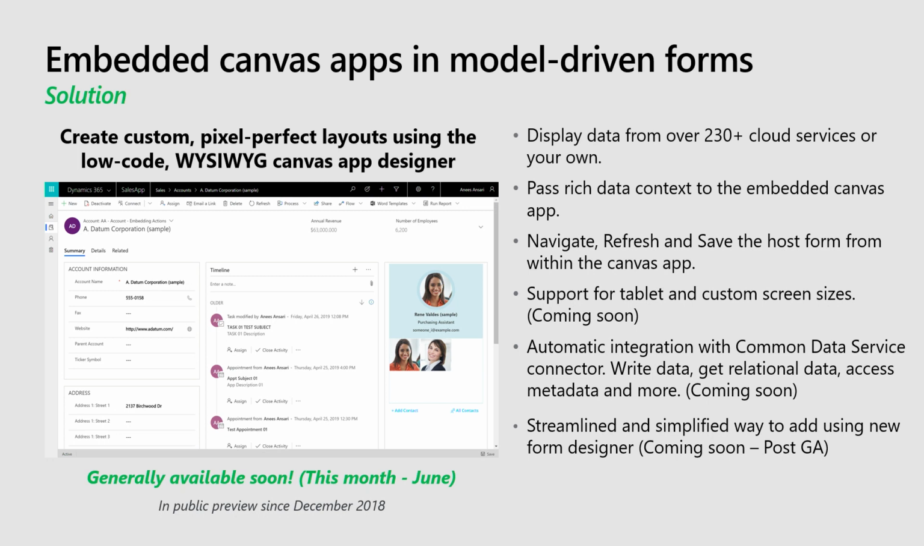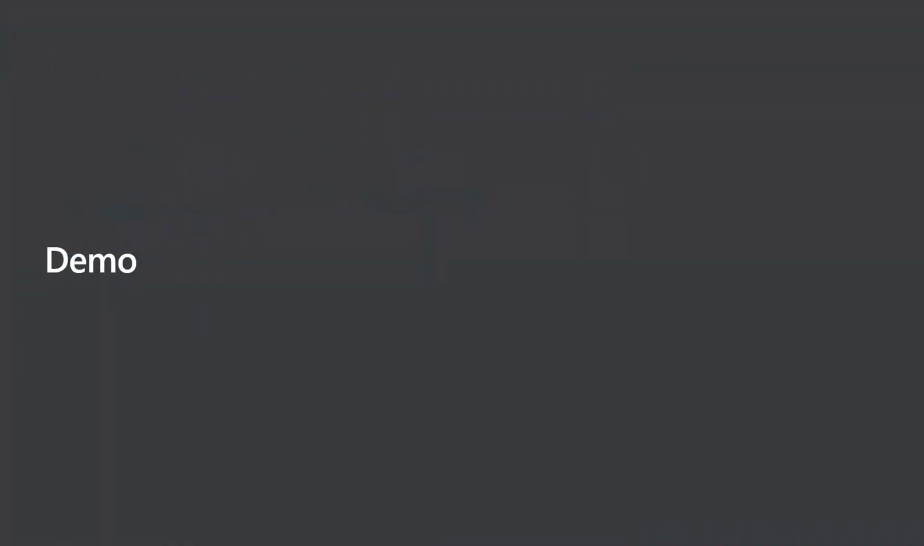limitations. This one, we have 230+ connectors, as you know, in Canvas apps. So when you're building your Canvas apps, you can connect to 230 plus services and pull in data. If you don't find it in the list, you can create your own custom connector and pull data from your own custom service, and even that will work. So you can bring data and display it right next to your model-driven form. With that, let's switch to the demos.